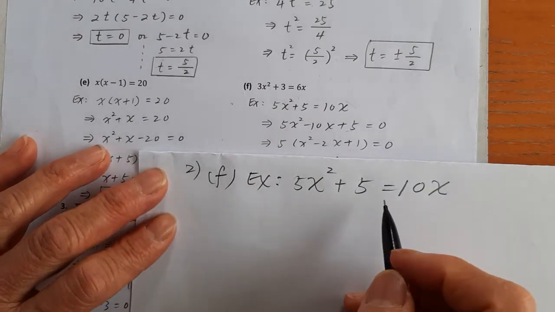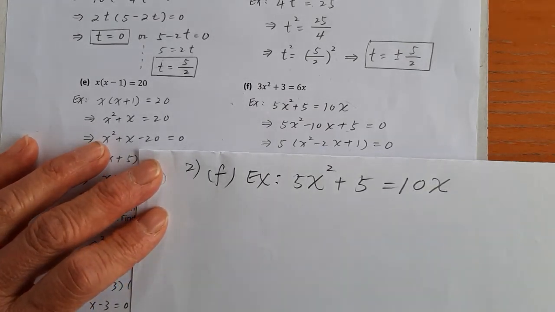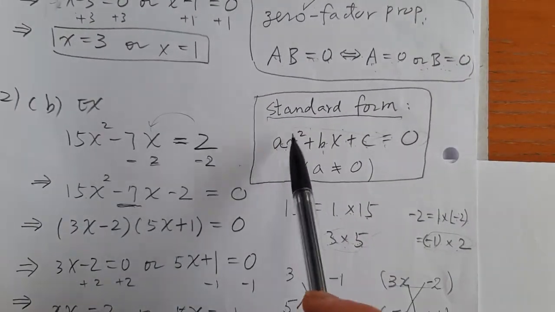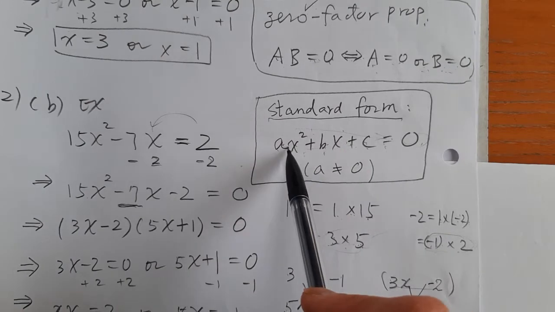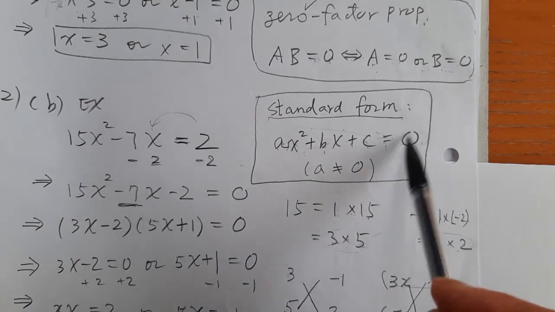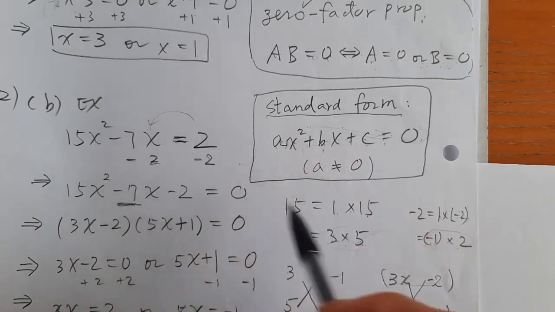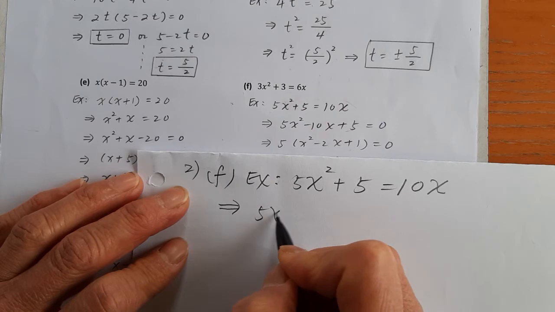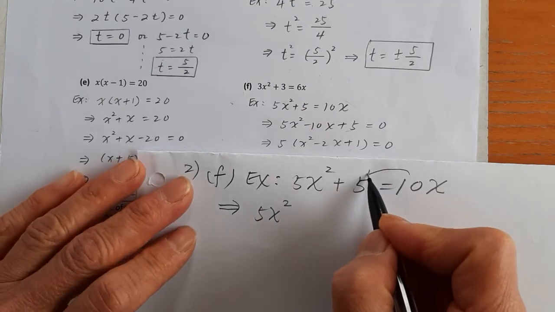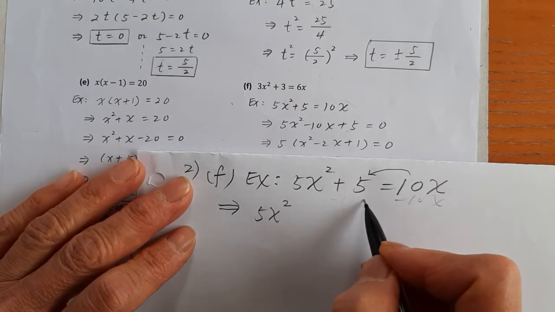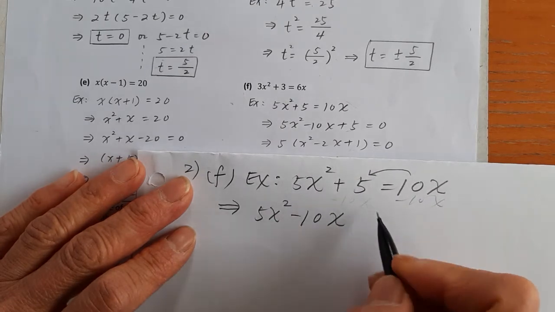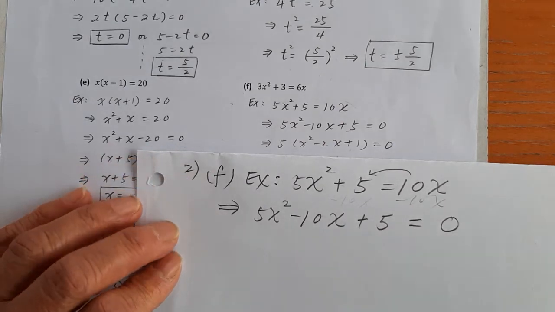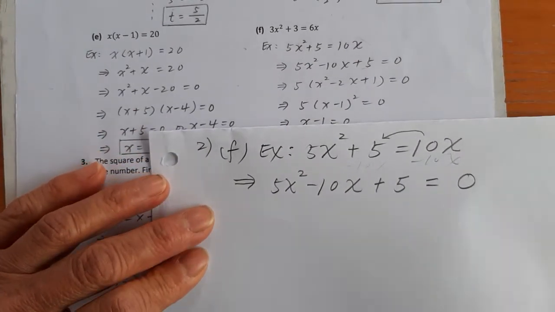First of all, we have to put it in the standard form of the quadratic equation. All three terms on the left side, and the right side is 0, in descending order. So we put 5x squared first. Move 10x over, or minus 10x both sides: minus 10x, plus 5, equals 0. That is the standard form of the quadratic equation.